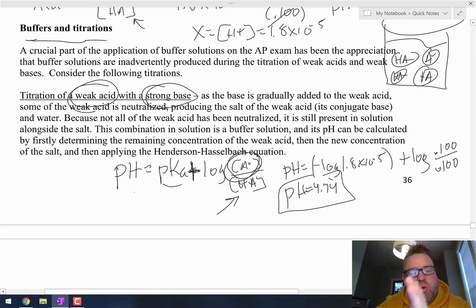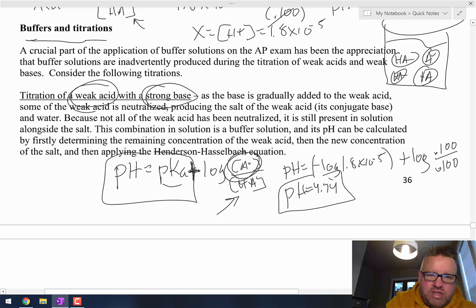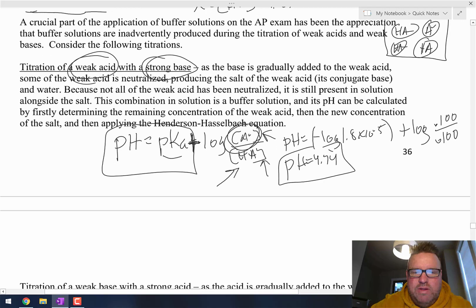Okay, remember before the half equivalence point, the pH is less than the pKa. At the half equivalence point, we know the pH equals the pKa, and then past the half equivalence point, because now you have more of this than you do this, the pH is greater than the pKa.